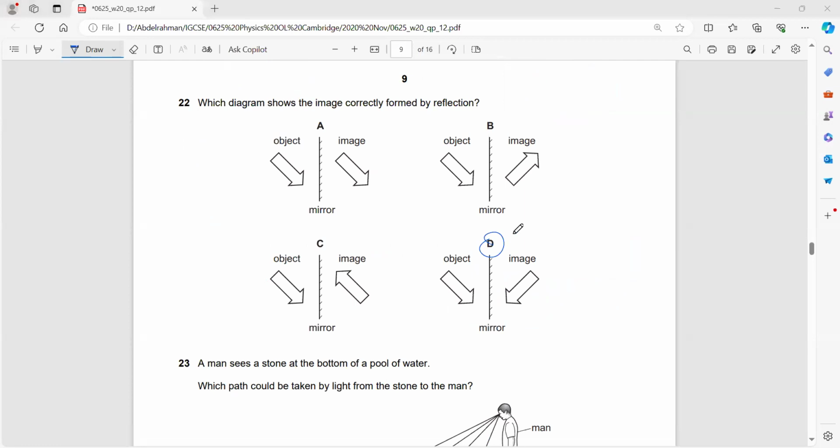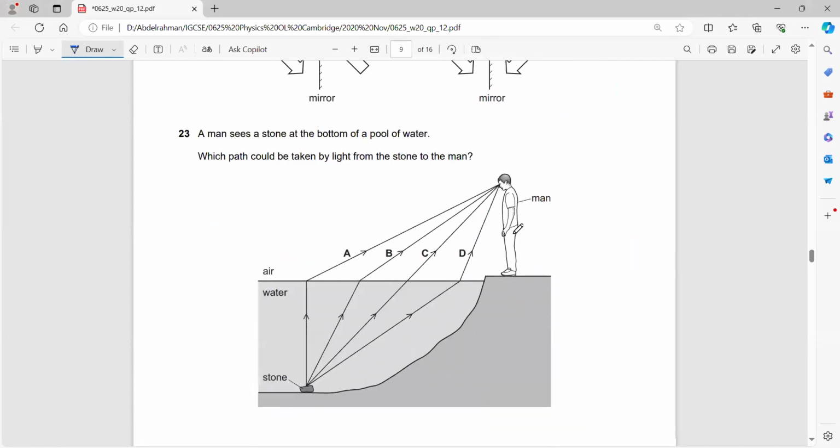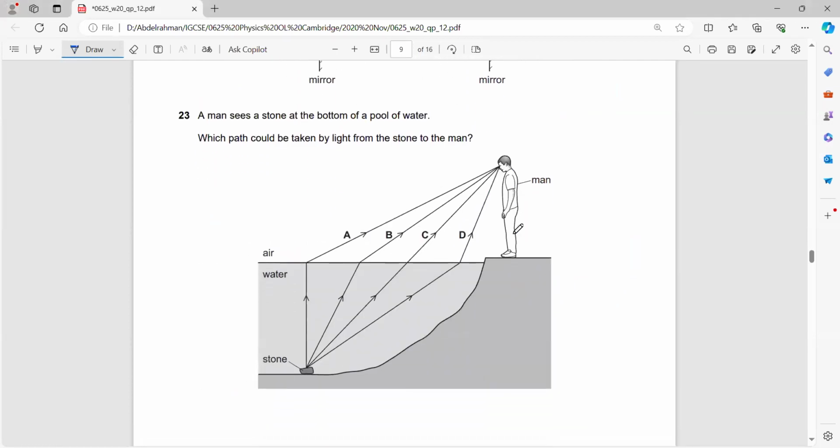A man sees a stone at the bottom of a pool of water. Which path could be taken by the light from the stone to the man? If the light moves directly upwards, no, this would be wrong. If the light moves at an angle, the angle would increase. Yes, this is right. C didn't bend, so this is wrong.